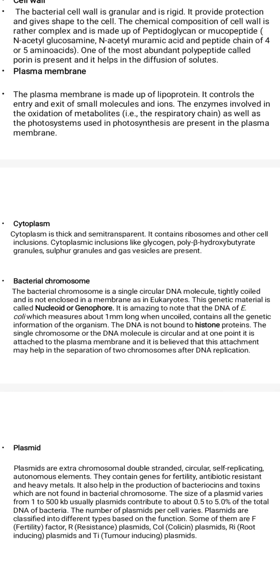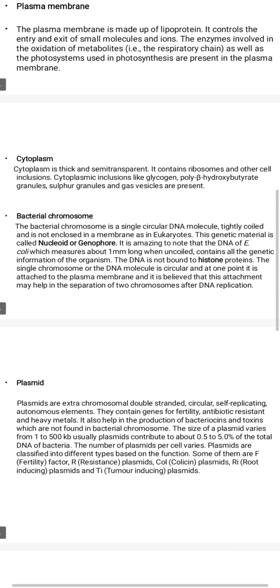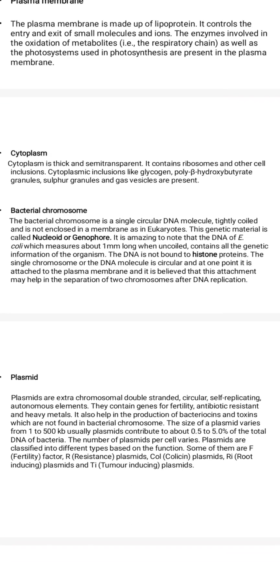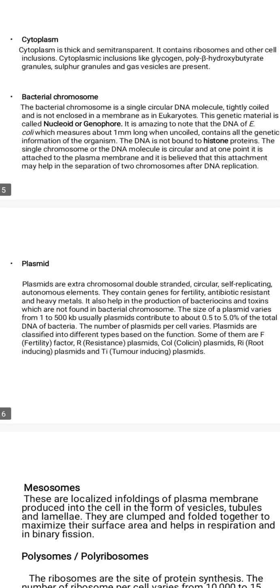The single chromosome or DNA molecule is circular, and at one point it is attached to the plasma membrane, and it is believed that this attachment may help in the separation of two chromosomes after DNA replication. So here the genetic material is just present in the cytoplasm in suspended form, which is not bounded by any nuclear membrane or any envelope-like structures as in eukaryotes. So that is the main difference between eukaryotic cell and prokaryotic cell. Okay, next is the plasmid.